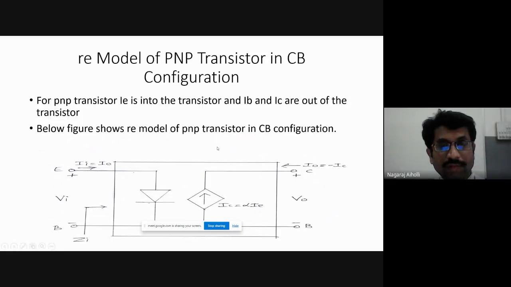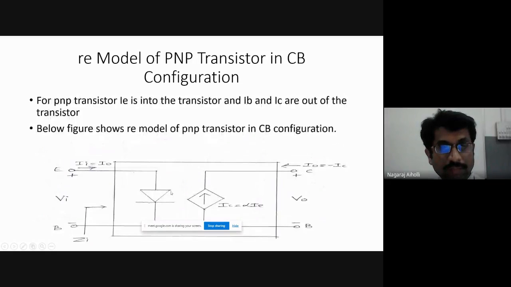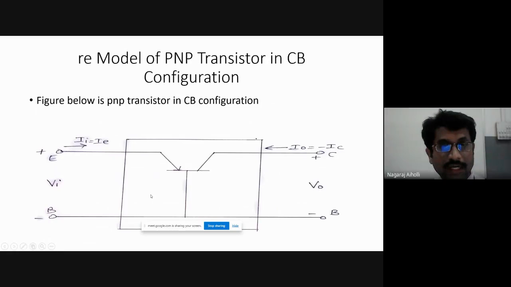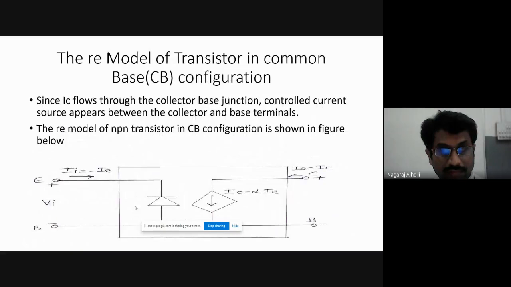This is the re model of the PNP transistor in common base configuration. As we have discussed just now, the emitter base junction is similar to a PN junction of the diode, therefore it is replaced by a PN junction diode. If you look back at the previous model, the re model for the NPN transistor, the diode polarity is minus plus. You have to be a little careful about the diode polarity, when it is minus plus and when it is plus minus.